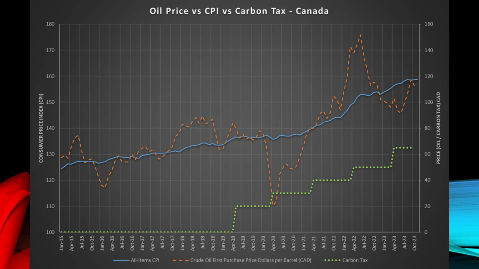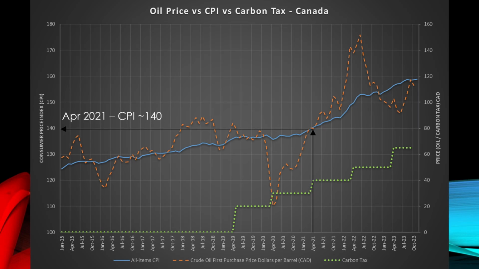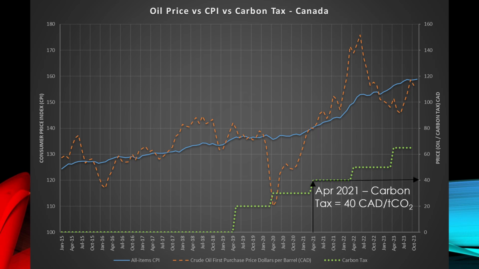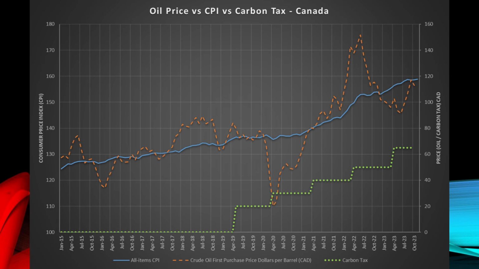This is the oil price versus CPI and carbon tax. CPI is measured on the left-hand axis, while oil price and the carbon tax are measured on the right-hand axis. All of this data is between January 2015 and October 2023. You can see that since the carbon tax is applied in April every year, it creeps up and then is static for the rest of the year.